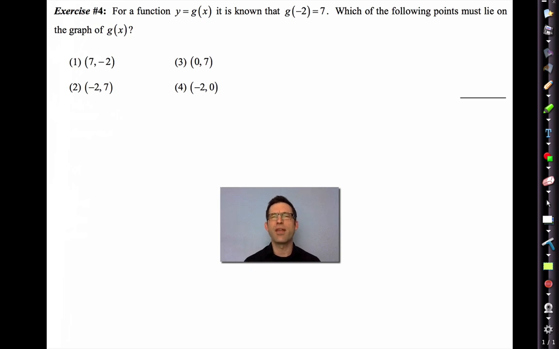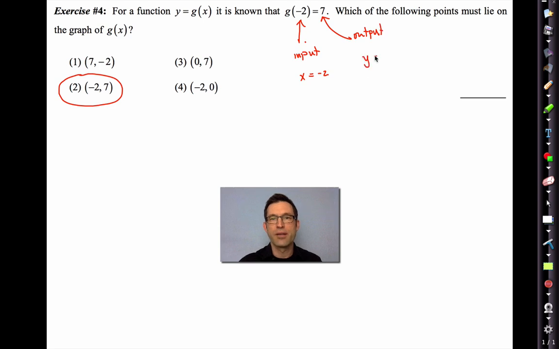Which of the following points must lie on the graph of g? Pause the video for a second and think about this for a moment. I'm hoping it's obvious, but it may not be. I'm hoping you all looked at that and said, that's just silly. That's easy. He's telling me that's the input, which of course is x. This is the output, and that's y. So the point negative 2 comma 7, choice 2, has to lie on that graph.